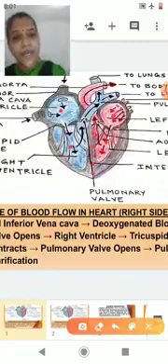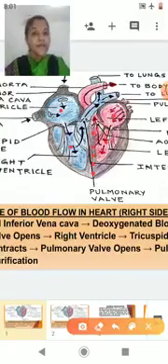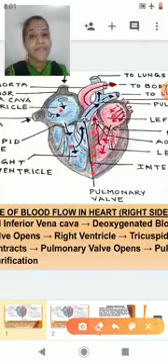See, I am showing you the interventricular septum. This is the interventricular septum. Now, students, this was regarding the chambers of the heart. Now we have to study the course of blood flow. To study the course of blood flow, we will do one thing. We will divide the heart into two parts, the right hand side and the left hand side.